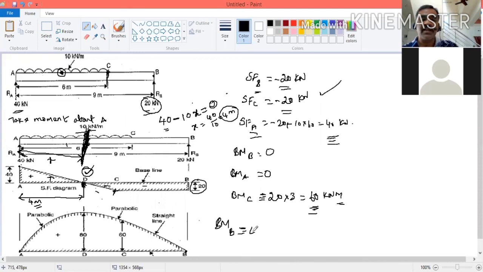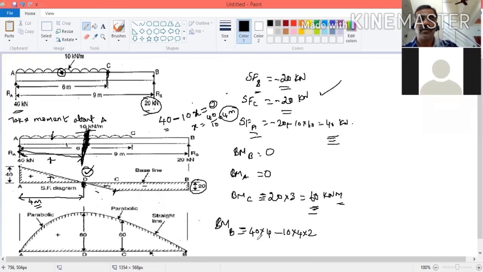So 40 multiplied by the distance x, which we have calculated as 4. 40 into 4, minus 10 into 4. This is a force, because it is kilonewton per meter, and you multiply by the distance. What is the distance? Here we are considering the left side. How much is this distance? 4. The center of gravity will be at the center, so the distance is 2.